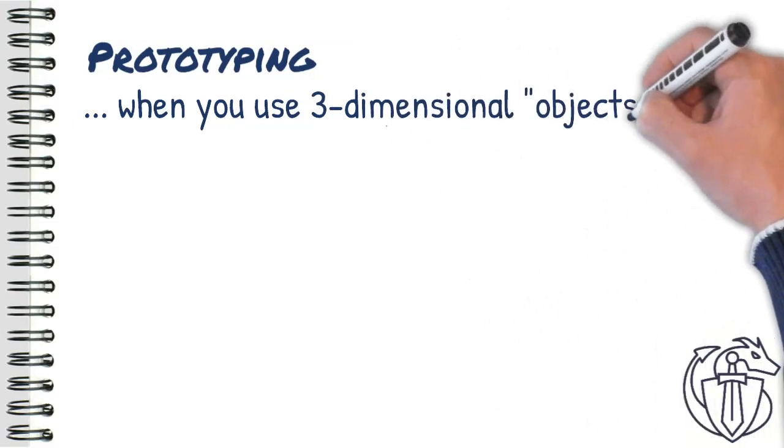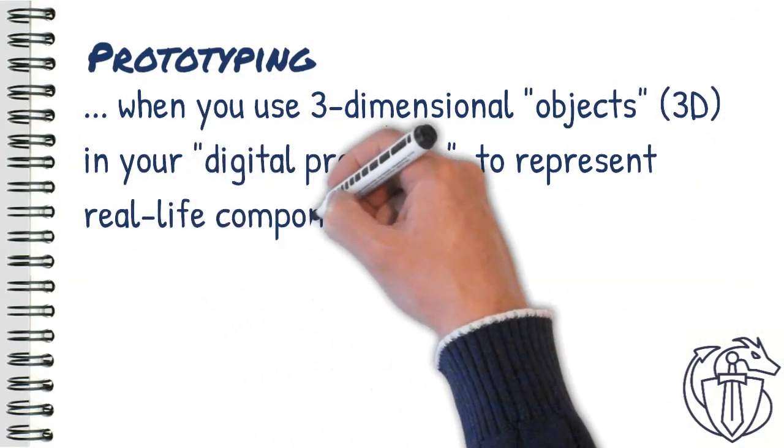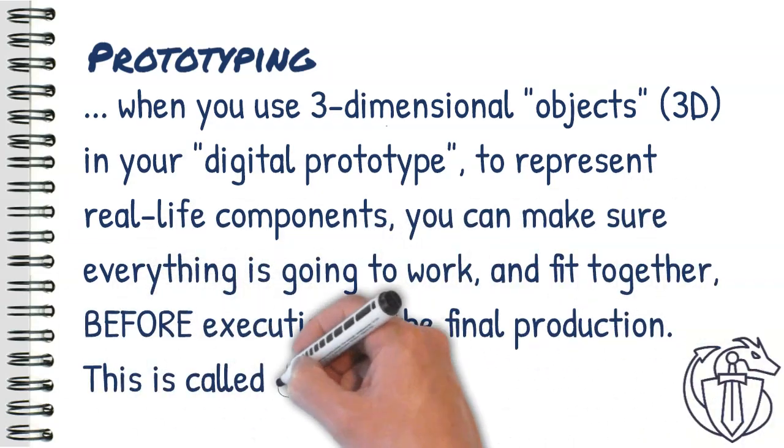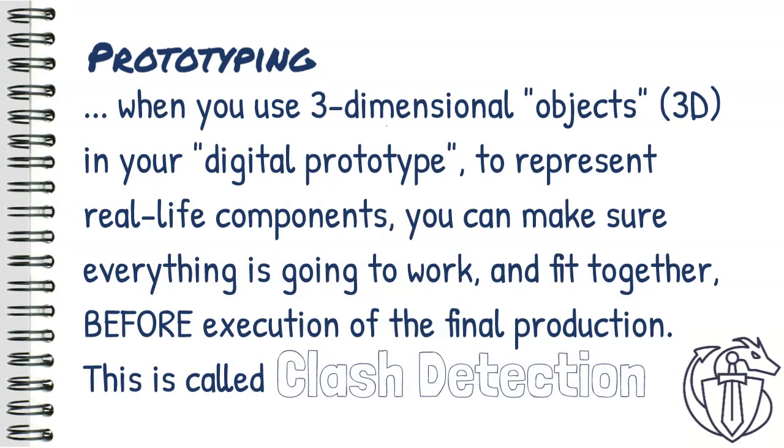When you use three-dimensional objects in your prototype to represent real-life components, you can make sure everything is going to work and fit together before execution of the final production. This is called clash detection.